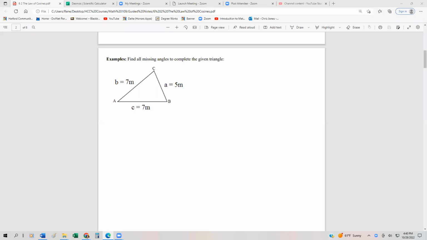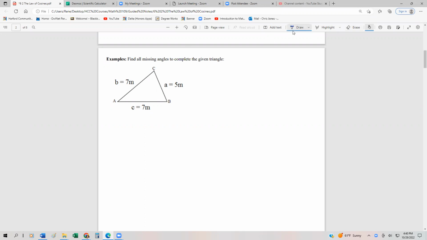In the previous video, we verified at least one of the laws for the law of cosines. Let's just assume that they all work. Okay, so in this video, we're going to start implementing and using the law of cosines. So let's say for some reason we were asked to find all the missing angles from this given triangle.